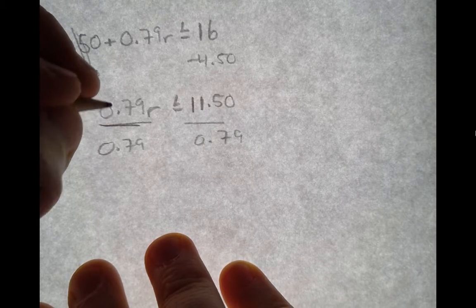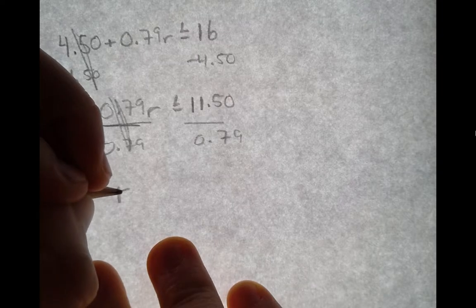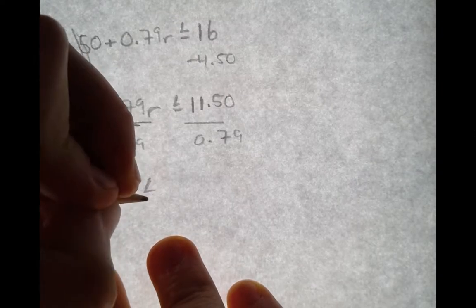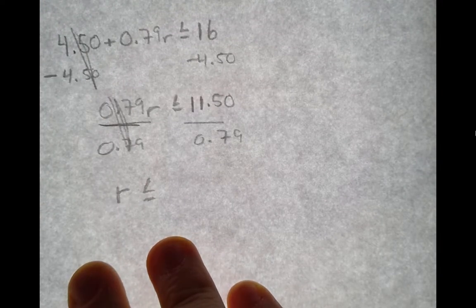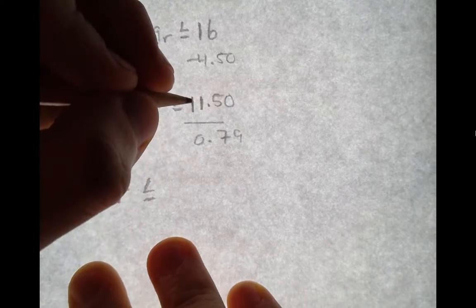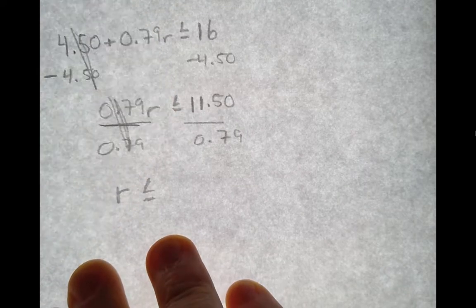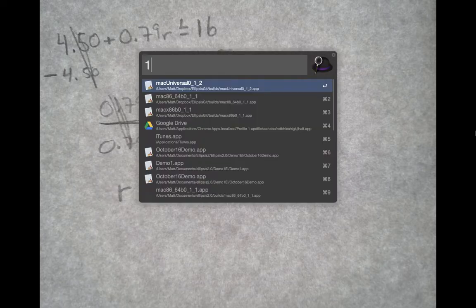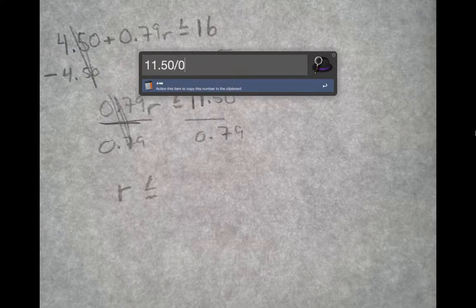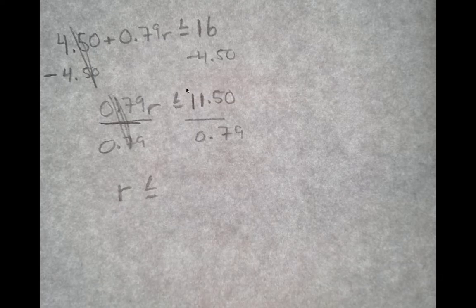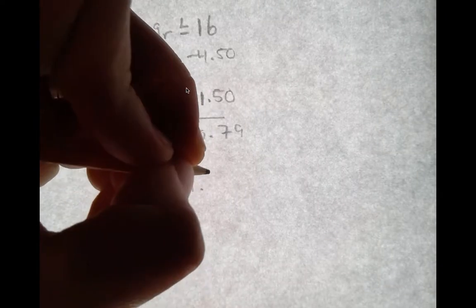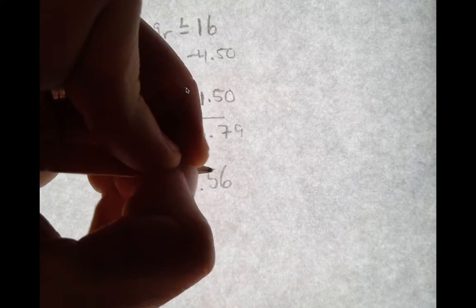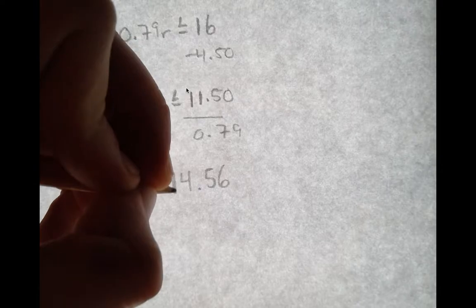So I'm left with the number of rides that I'm allowed to be on is less than or equal to, I never multiplied or divided by a negative, less than or equal to 11.50 divided by 0.79. Let's just do that really quick. 11.50 divided by 0.79. That's going to be 14.56. So 14.56, and that's kind of right in the middle of 14 and 15 rides.